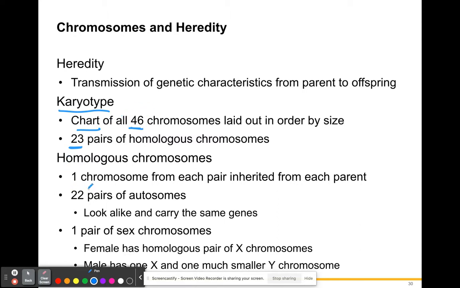Okay, one chromosome from each pair is inherited from each parent. I said before, you have 22 what we call autosomal chromosomes, and you have one pair of sex chromosomes. The pair of sex chromosomes can either be XX or XY. The other 22 autosomal chromosomes are numbers 1 through 22. Okay, chromosome 1 through chromosome 22, one from your mom and one from your dad.